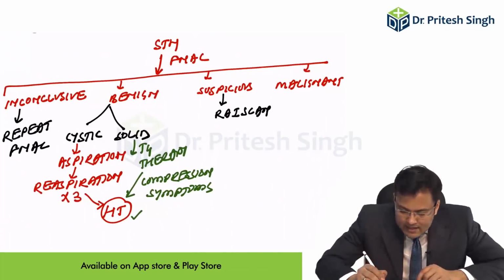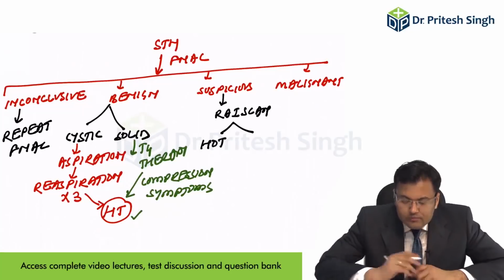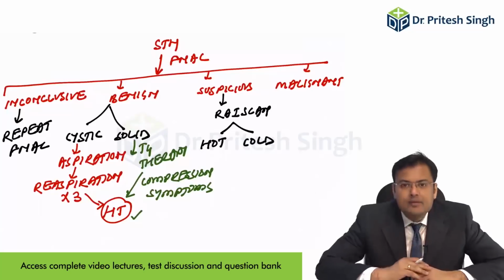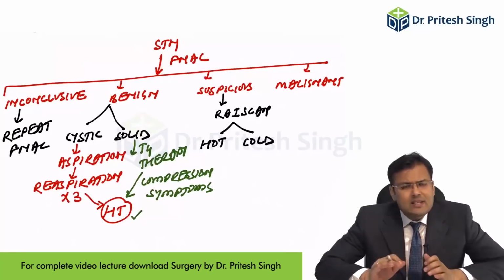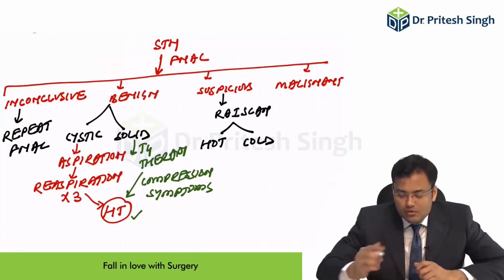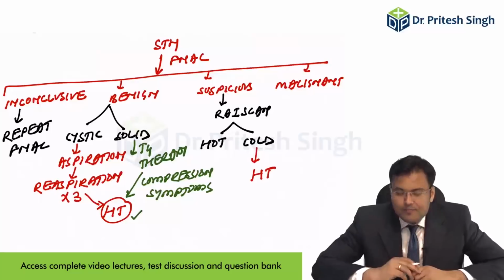After a radioactive iodine scan, two possibilities are there. One, hot nodule. Second, cold nodule. Cold nodule doesn't take radioactive iodine, so we have only one treatment option for cold nodule. And what's that? That is hemithyroidectomy.